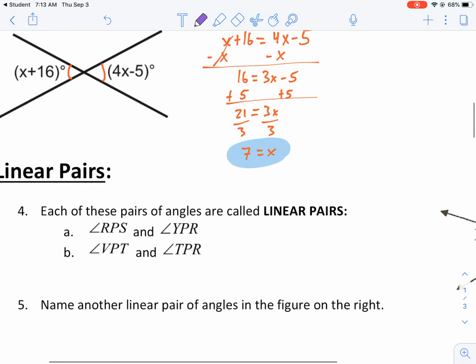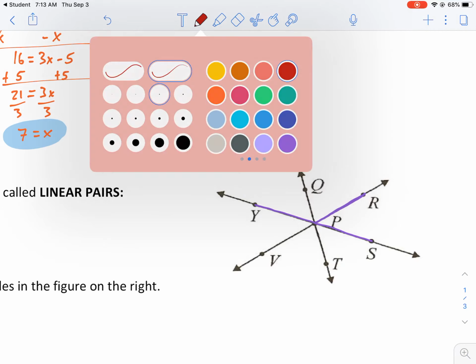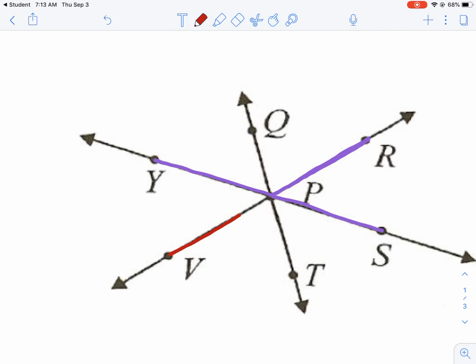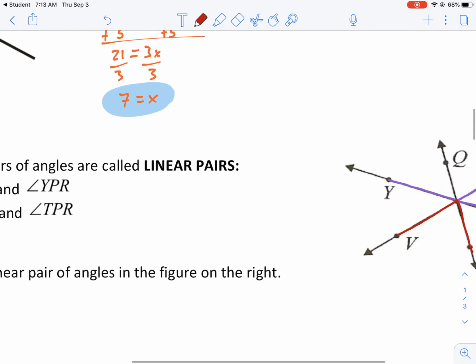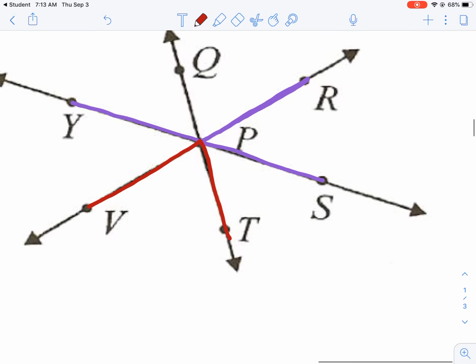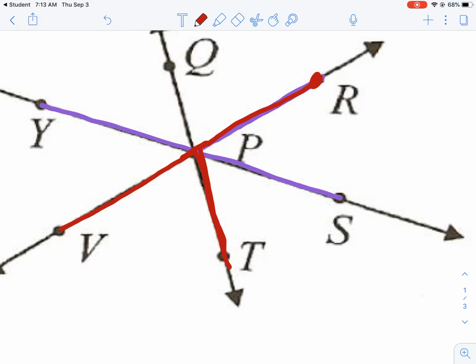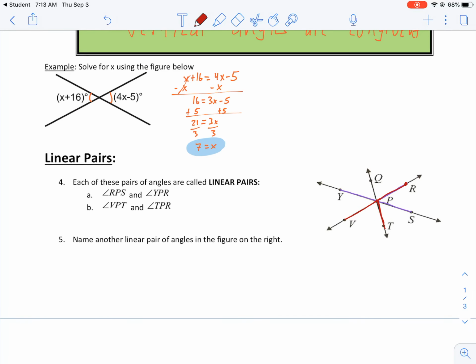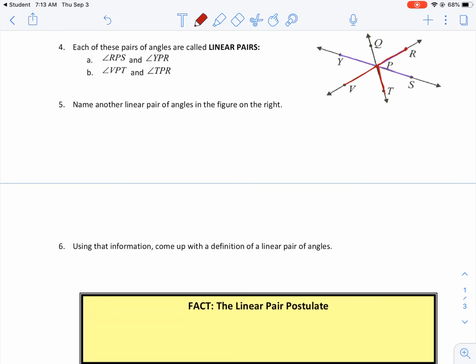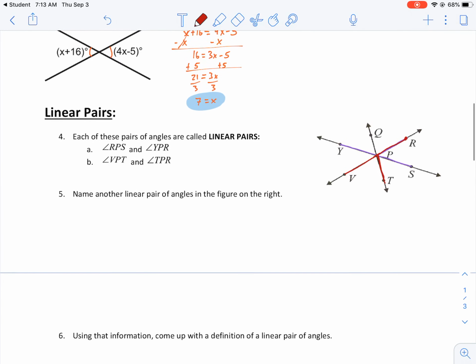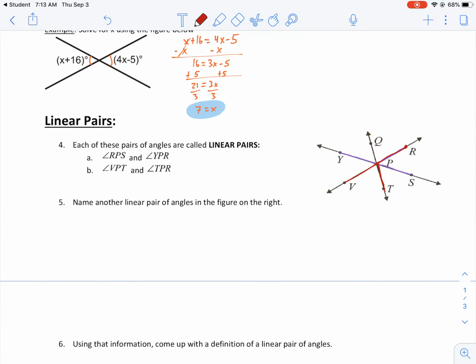Then we have VPT, and it says that's a linear pair with TPR. Again, we're going T to P to R. Notice again, we skipped over S. So what do you notice about these lines? It says name another linear pair of angles in the figure on the right, and then using that information, come up with the definition of linear pair. Again, I encourage you to pause this video and try to answer those questions on your own for a second.